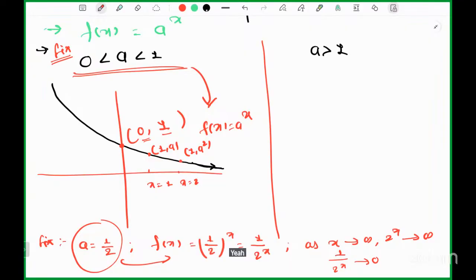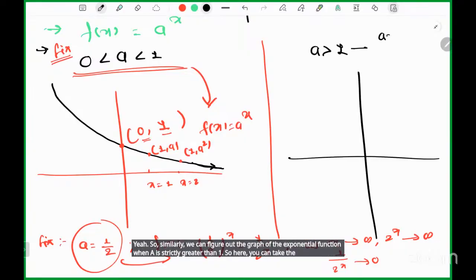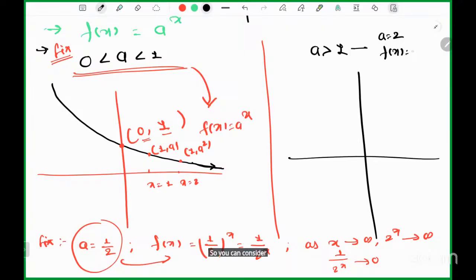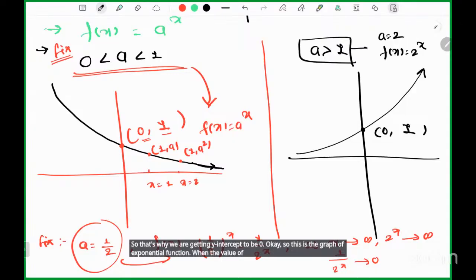Yeah. So similarly, we can figure out the graph of the exponential function when a is strictly greater than 1. Here you can take the example of a equal to 2. So you can consider the function f of x equal to 2 to the power x. The graph of this function will look something like this. It will also intersect the y-axis. If you take the value of x to be 0, what will be the value of a to the power 0? Anything to the power 0 is equal to 1. So that's why we are getting the y-intercept to be (0, 1). Okay, so this is the graph of the exponential function when the base is strictly greater than 1.